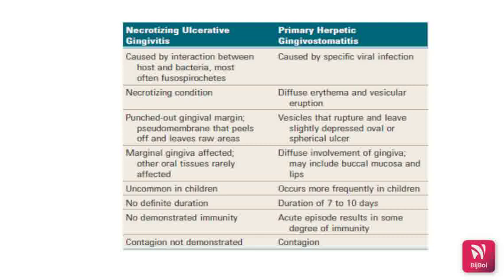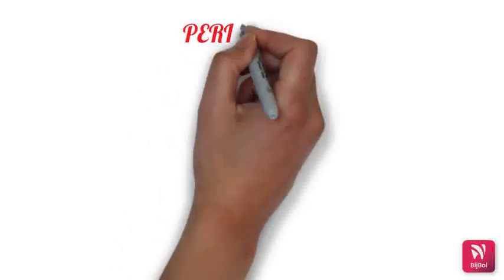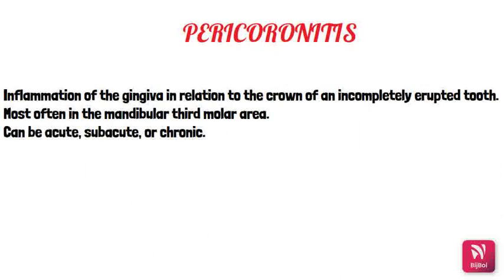And the contagion is not demonstrated in NUG, whereas the contagion has been demonstrated in case of primary herpetic gingivostomatitis. The third condition in these acute gingival infections is pericoronitis. So this pericoronitis is the inflammation seen on the pericoronal flap.